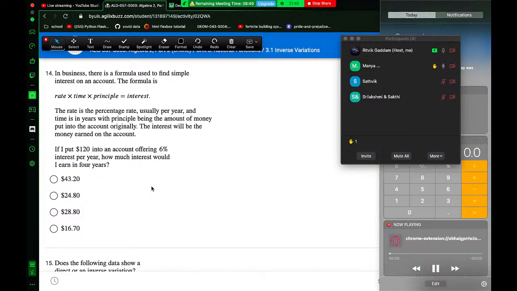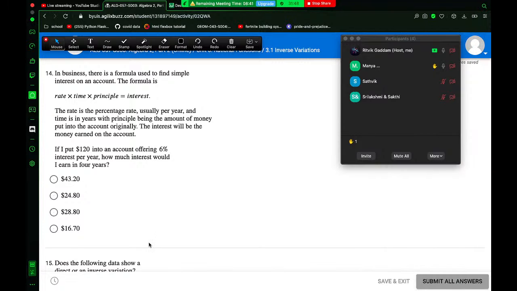Can I use the calculator? Yeah. I have one on my computer. Okay. So it would be 0.06, right? Yeah. Okay.